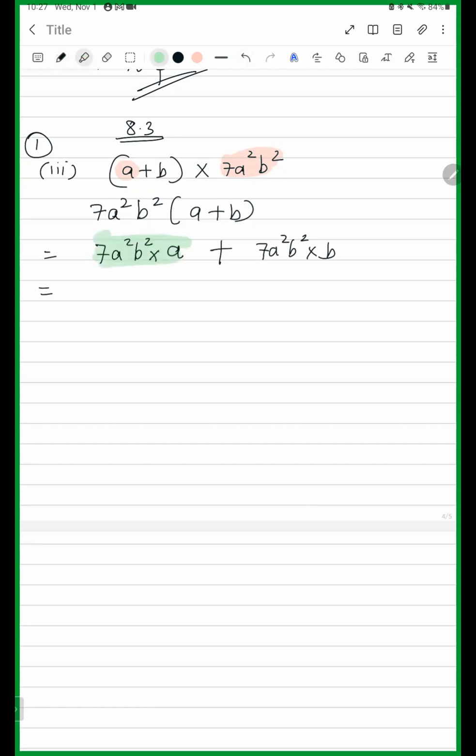7a raised to the power 3 b square. Then the next term, 7a raised to the power 2, b, a cube, b cube. So 7a cube b square plus 7a square b cube. This is the answer. Okay.